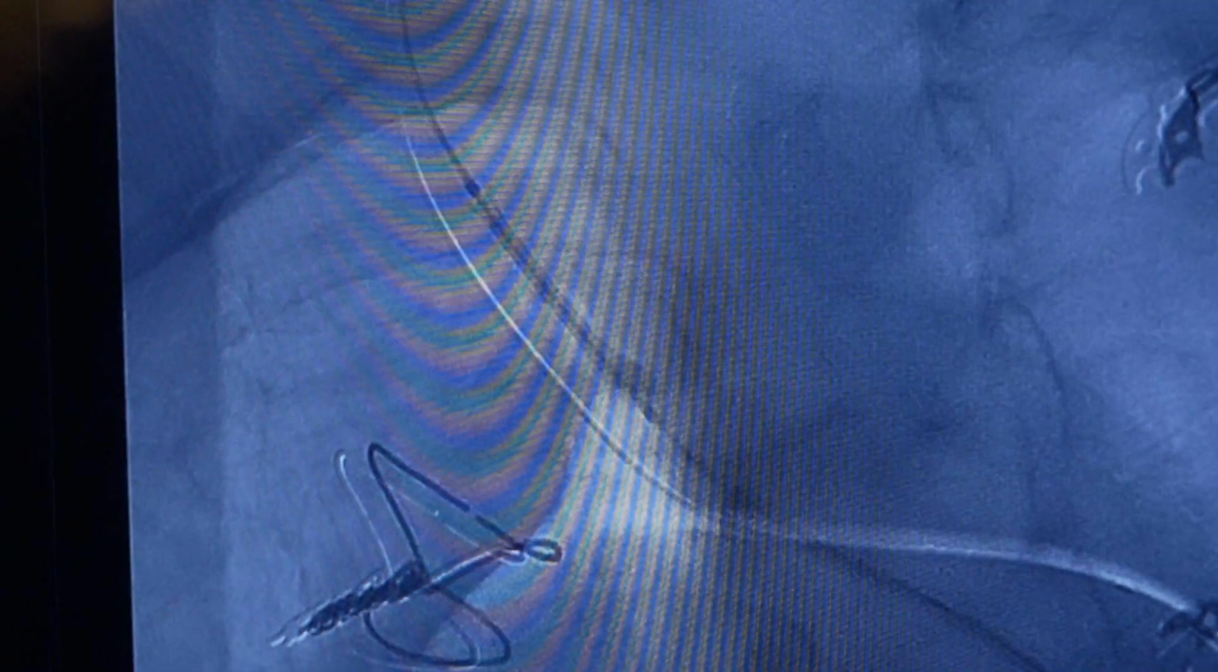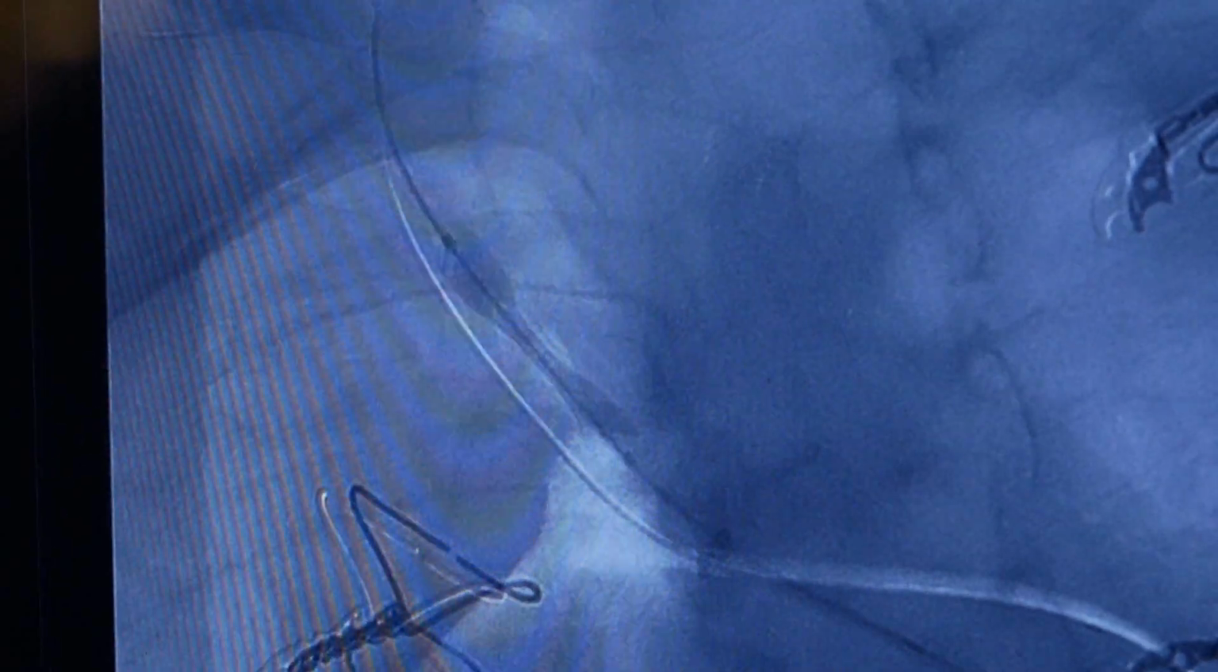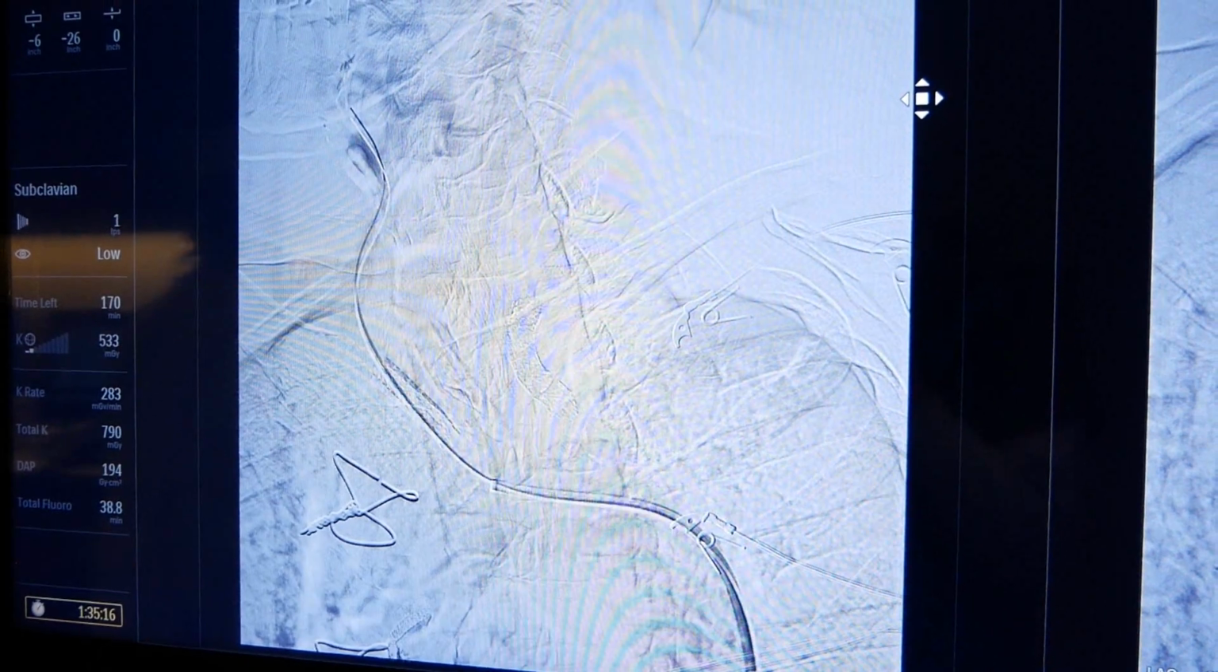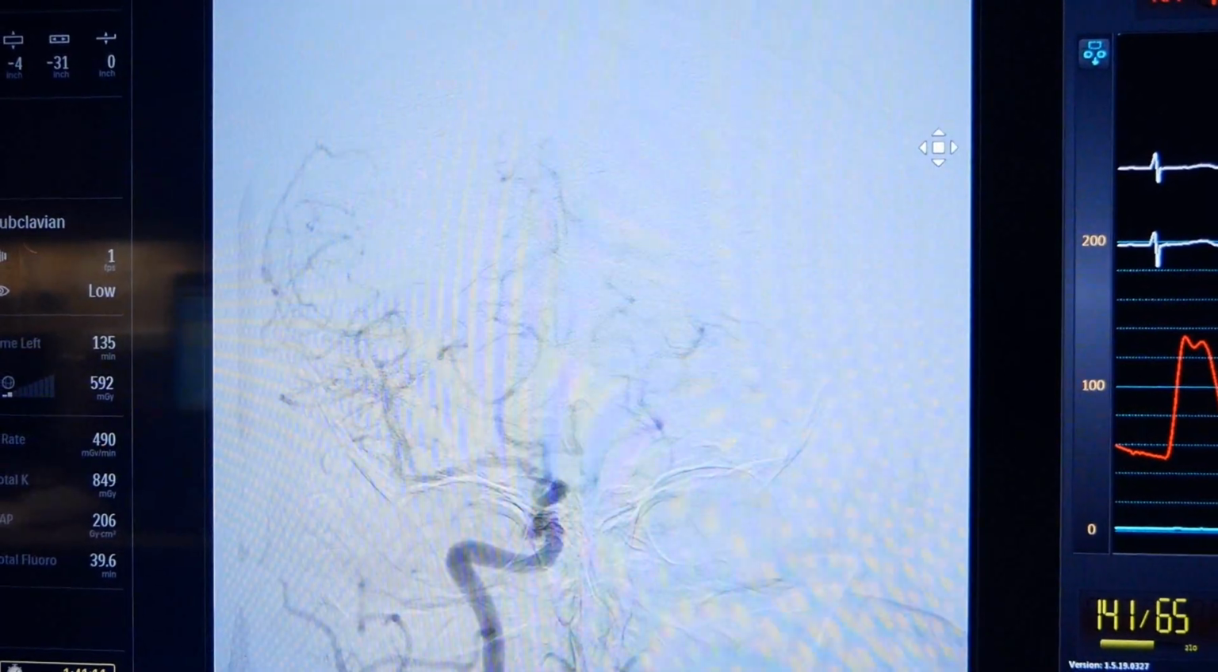Her carotid arteries looked fine, so we treated the brachiocephalic stenosis with balloon angioplasty and stent placement, and did some runs through the carotids to make sure that we were not missing anything else. Overall, the case was great.